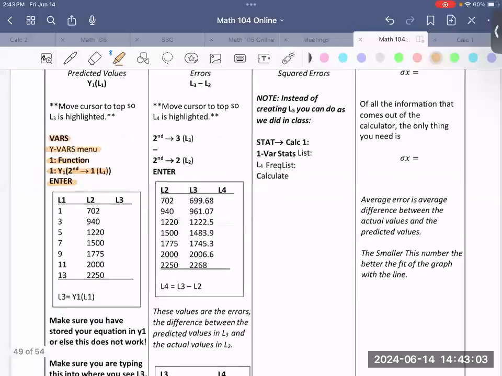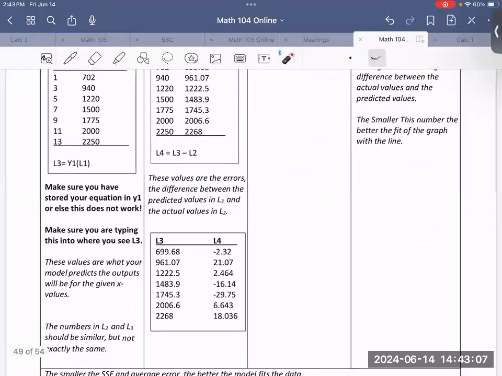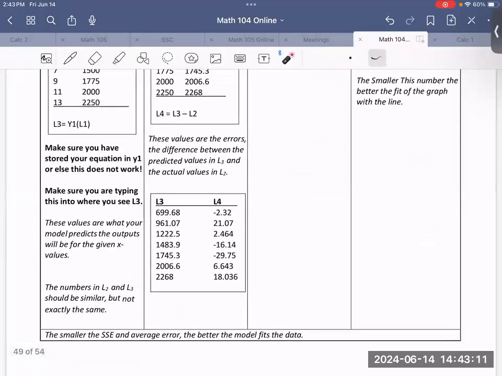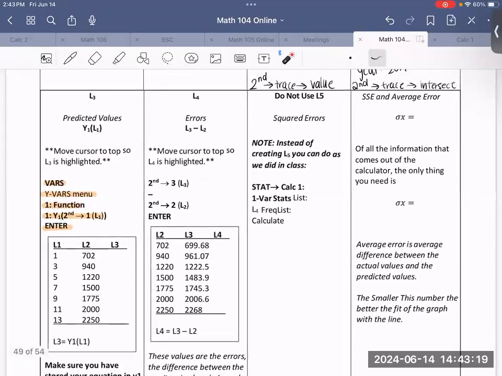Okay, now we are going to go over to list 4. There are little tidbits. If you do print out your notes, making sure like, hey, don't forget to store it in Y1. What are we doing here? Why does it make a difference? So it gives us little tidbits.